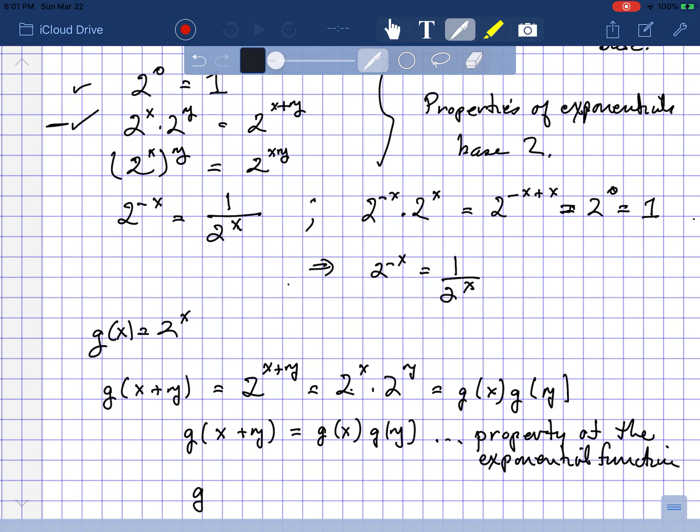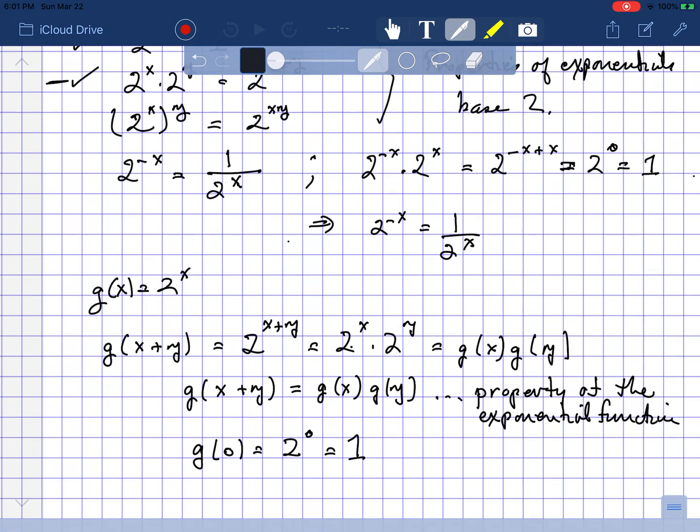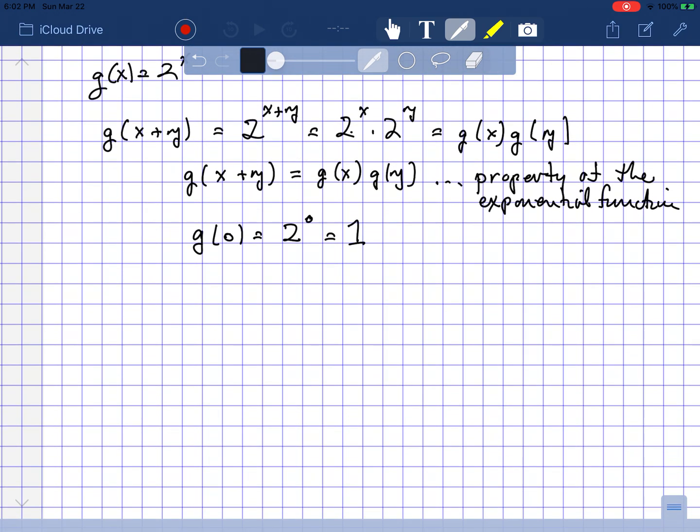And furthermore, g of 0, well, we know that's 2 to the 0, and 2 to the 0 is equal to 1. Let's take a look at a graph of the exponential function. So we want to look at the graph of g of x. And when you graph a function, one of the things you really have to know is what is the domain of the function. So what is the domain of g of x?